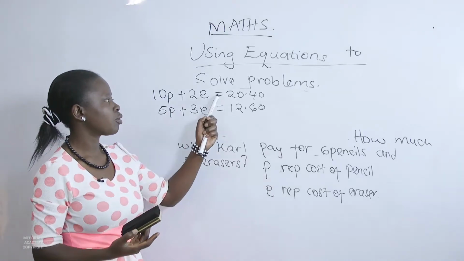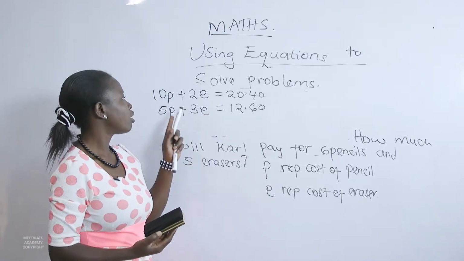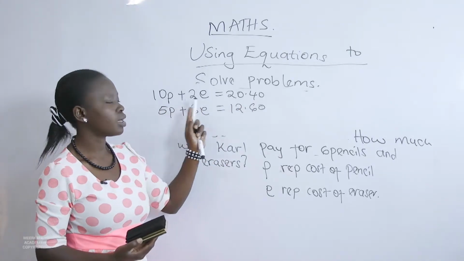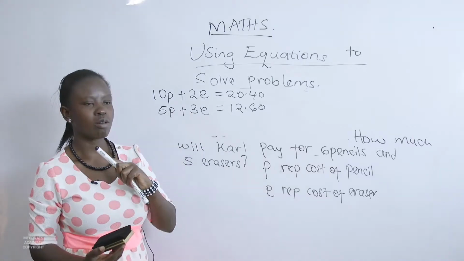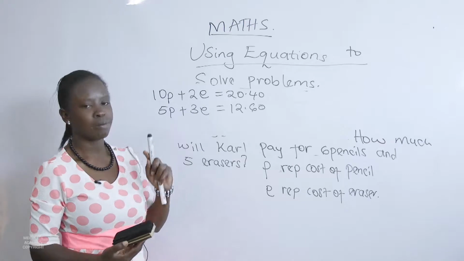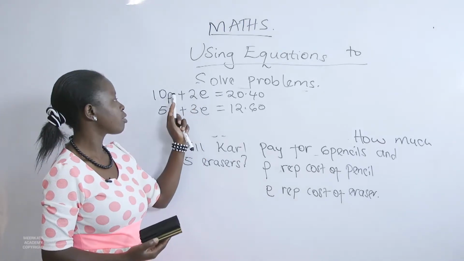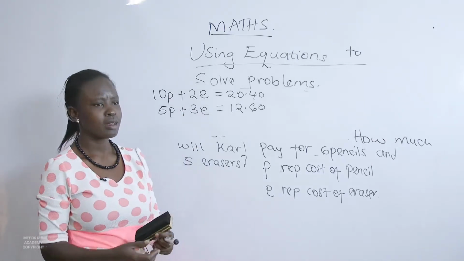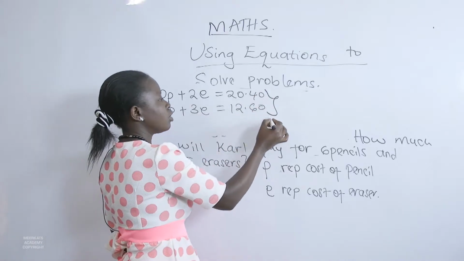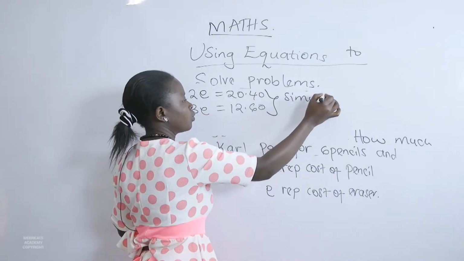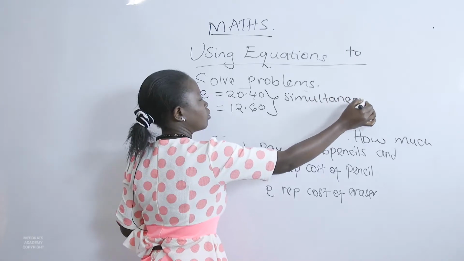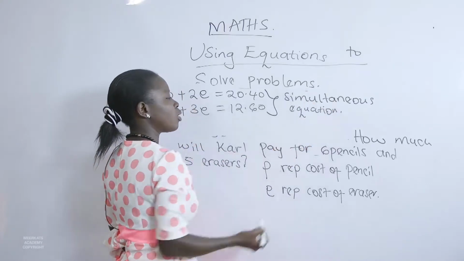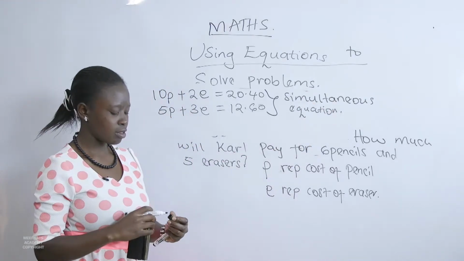What type of equation do I have on the board? We have the first equation, which has two pronumerals, P and E. We have the second equation, which also has the same two pronumerals, P and E. So we have similar pronumerals in these equations. This type of equation is called a simultaneous equation. So I need to solve the simultaneous equation.